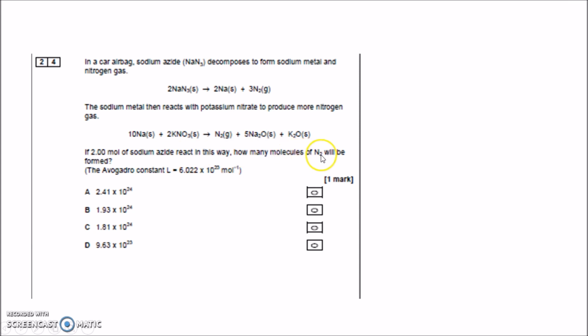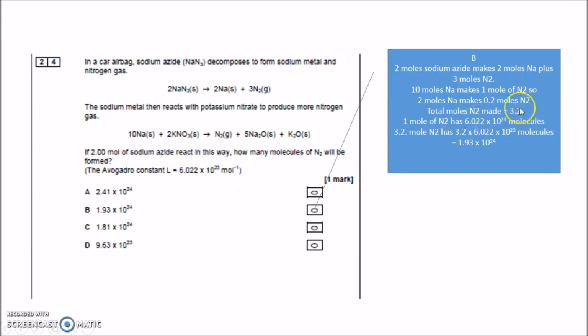How many molecules of nitrogen will be formed? To get the number of molecules, multiply by Avogadro's number, because I've got 3.2 moles of nitrogen made. 1 mole of nitrogen has this number of particles, so 3.2 would have 3.2 multiplied by 6.022 times 10 to the power of 23, Avogadro's number, which equals 1.93 times 10 to the power of 24. The answer is B.